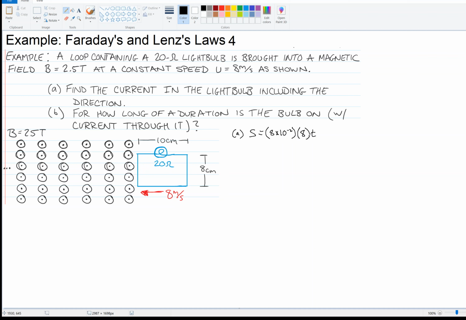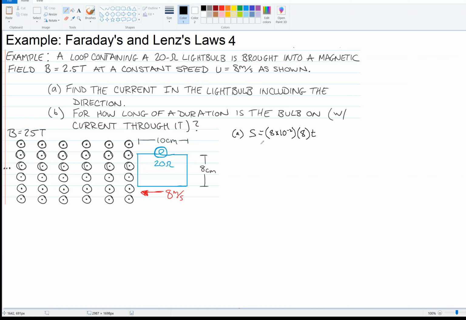Now, this is not valid for a long period of time, as we will see in part B, but at the very beginning, microseconds or maybe milliseconds, you can convince yourself, yeah, there's a little bit of overlap there, and this is the equation that gives you the amount of overlap in that horizontal direction.